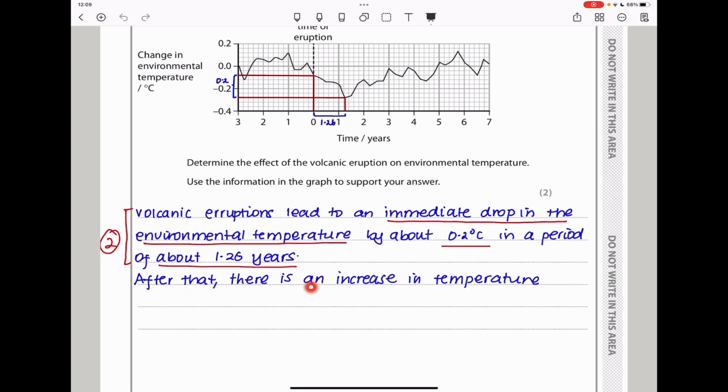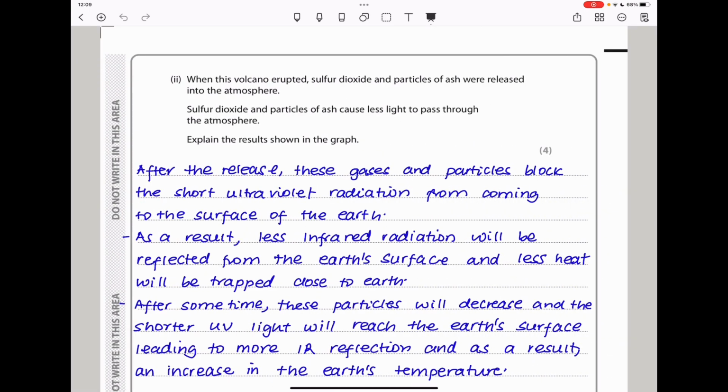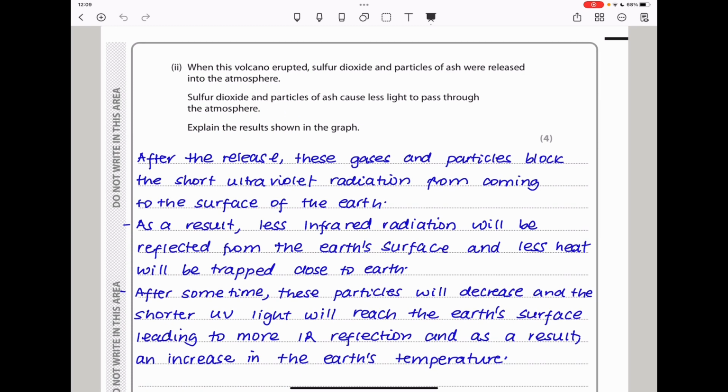And after that, there is an increase in temperature. After this point, we can see an increase in temperature that could occur. Moving on, they ask, when this volcano erupted, sulfur dioxide and particles of ash were released into the atmosphere. Sulfur dioxide and particles of ash caused less light to pass through the atmosphere. Explain the results of this.